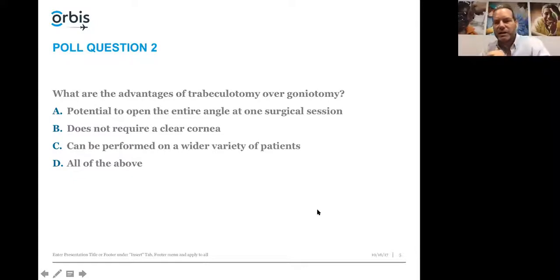But so let's talk about how do we decide trabeculotomy over goniotomy. Is our next poll question here. What are the advantages of a trabeculotomy over a goniotomy? Is it the potential to open the entire trabecular meshwork? Is it that it does not require a clear cornea, that it can be performed on a wider variety of patients, or is it all of the above?